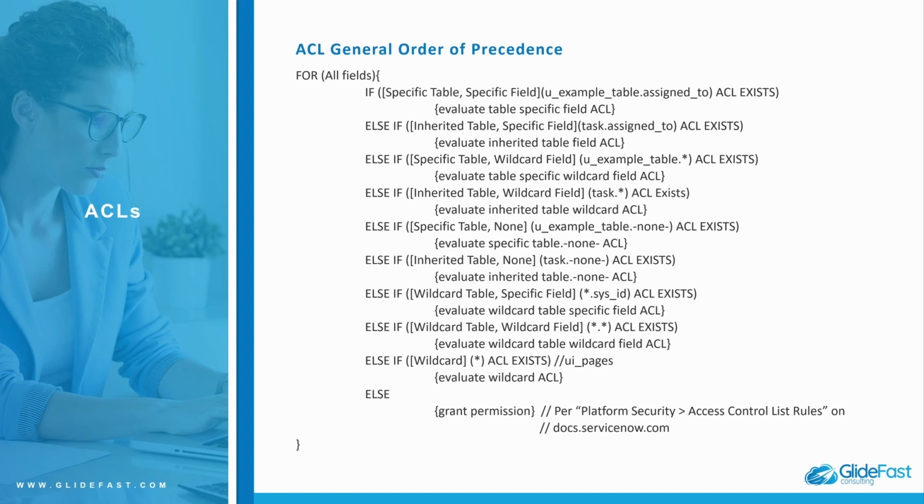If it does not find that, it will look for a wildcard table, wildcard field ACL, star.star. If it does not find that, it will look for a generic wildcard ACL, and this usually comes into play for resources like UI pages. And if it goes through all these other checks and does not find any of those kinds of ACLs, it will grant permission to the resource. This is per the ServiceNow official documentation under Platform Security, Access Control List rules.